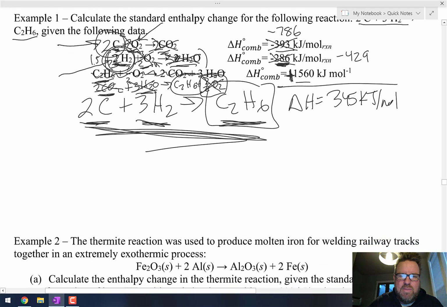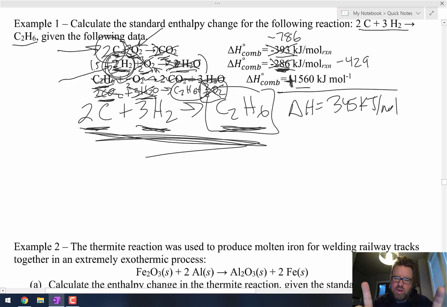Okay, so let me summarize that. If you double an equation, you double the enthalpy change. If you times it by 1.5, you times it by 1.5. If you take 1/2 of an equation, you cut the enthalpy change in half. Okay? If you flip an equation, you flip the sign of the enthalpy change. And of course, when you add the equations together, you add the enthalpy changes together as well. That is Hess's law right there.